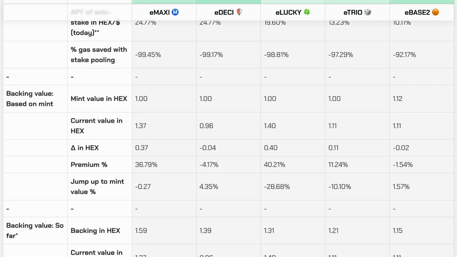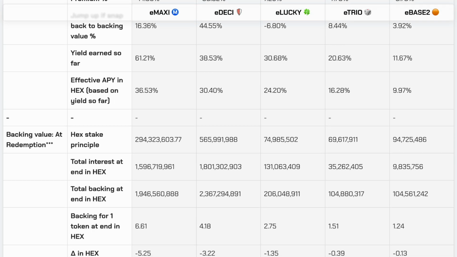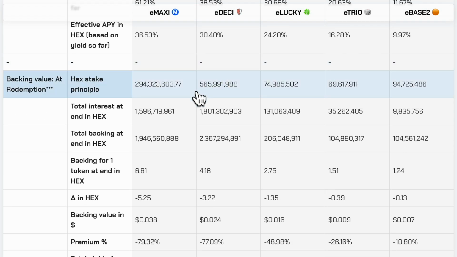So just to give you a bit of an overview of what I'm talking about here, on the Look into MAXI site you can see HEX stake principal. This is how much HEX was initially pulled together. A bunch of people who don't know each other all put in HEX, and this is the total amount for each, right? So for MAXI you can see it's around 290 million HEX that was pulled together, and that was how much there was when the stake started, on day one.